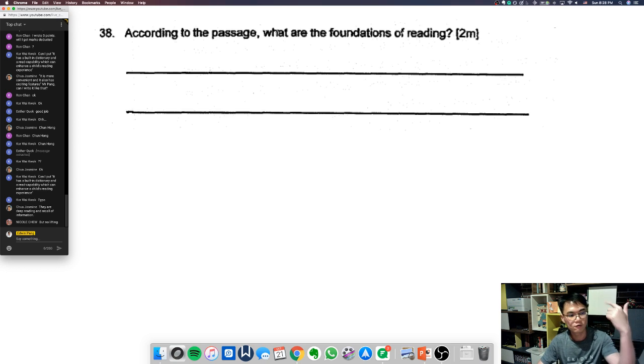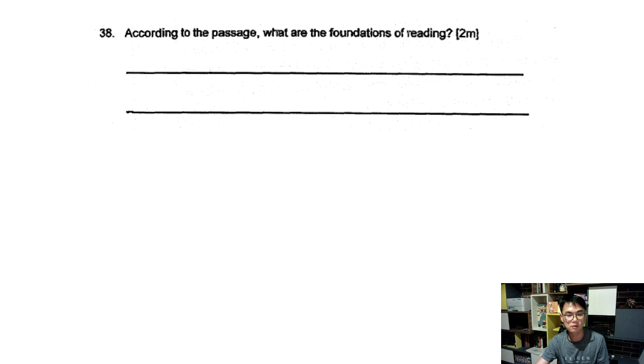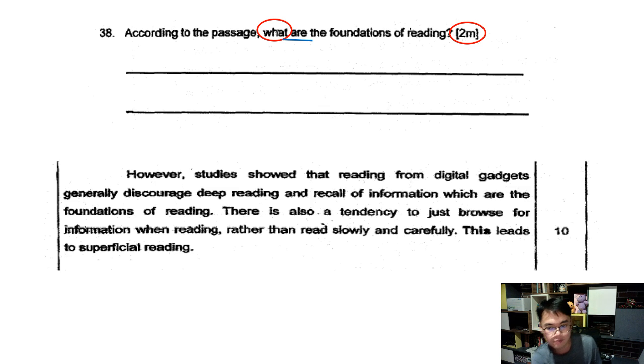Well done, Chun Hong. 2 marks. Deep reading, recall of information. And where did Chun Hong find this? Let me show it to you now. Okay? So 2 marks are present tense. So my answer should be in the present tense, and it should answer the 2 foundations of reading. So take a look. It comes from line 10. Okay? The answer is found in line 10.